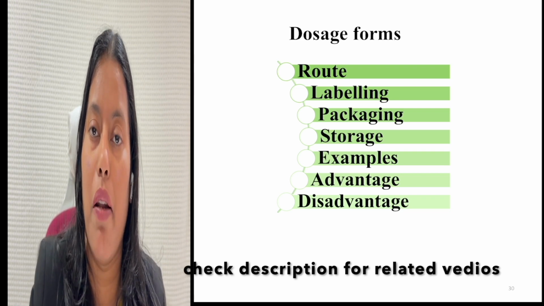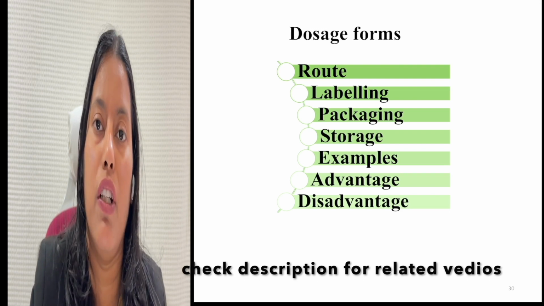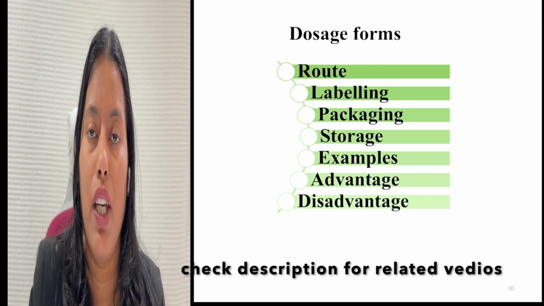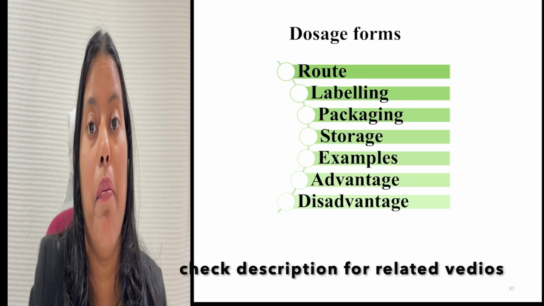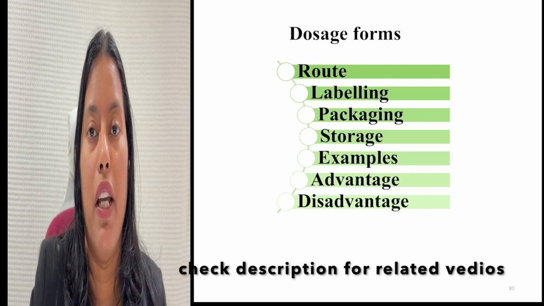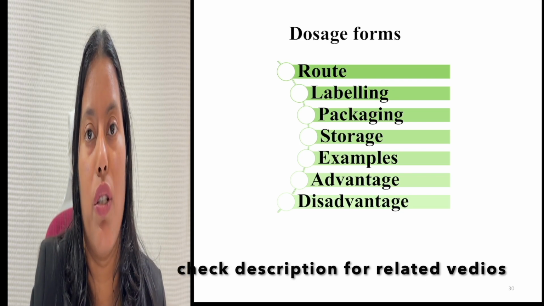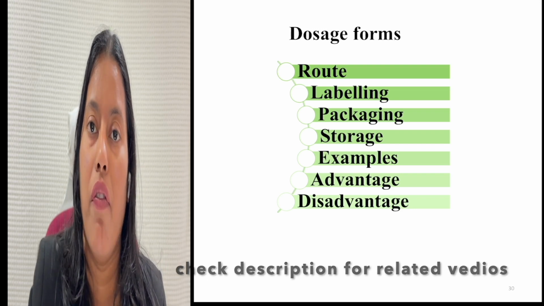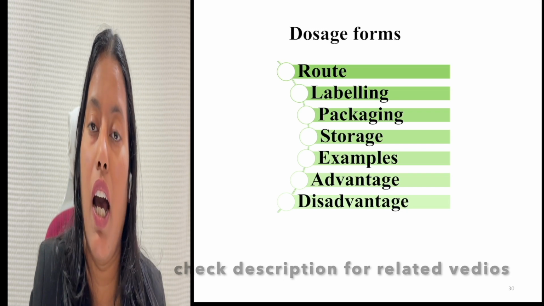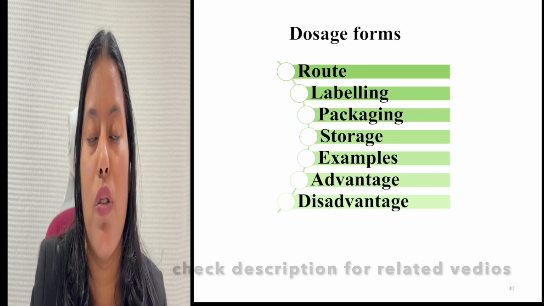Sublingual tablets are there, buccal tablets are there, so the buccal route and sublingual route are also included. Then some tablets are implant tablets, placed below the skin layer, so the subcutaneous route is also used. Some tablets are inserted into the vaginal cavity, so the vaginal route is used. Some tablets and powders are inserted into the rectal cavity, so the rectal route is also used.